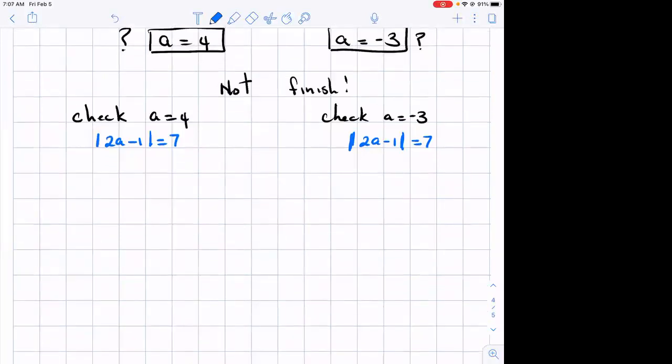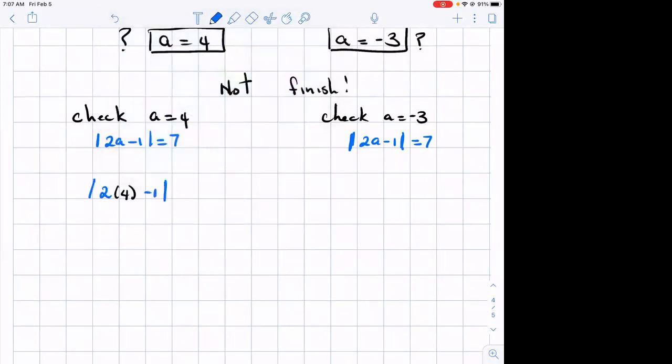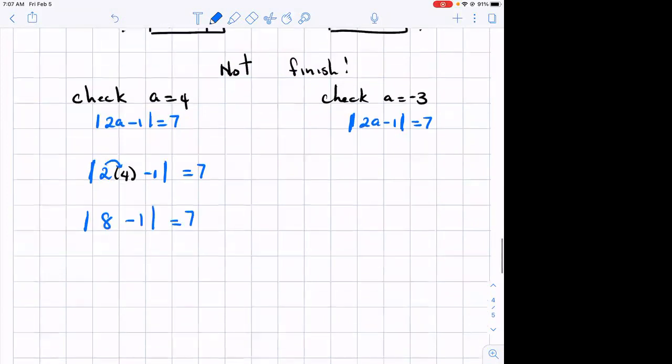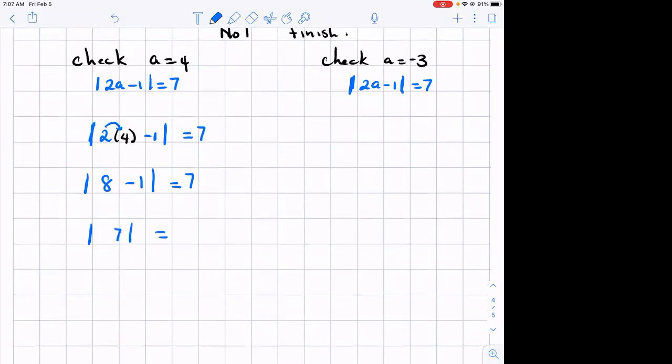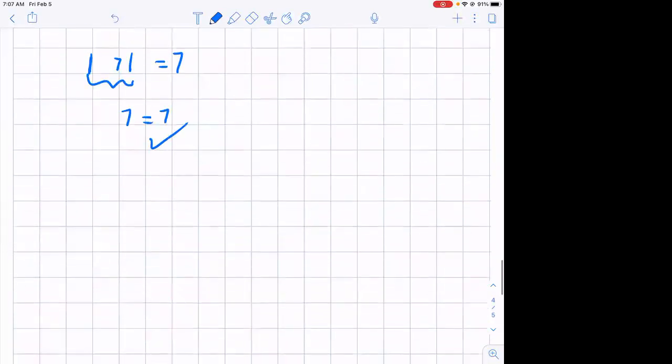So let's check this. We have the absolute value of 2, and remember a is 4, minus 1. Absolute value of that is equal to 7. So we have 2 times 4 is 8. 8 minus 1 is 7. And the absolute value of 7 is 7. So this checks. So a equals 4 is an answer. If it does not check, you have to omit that answer or throw it out. That's very important.